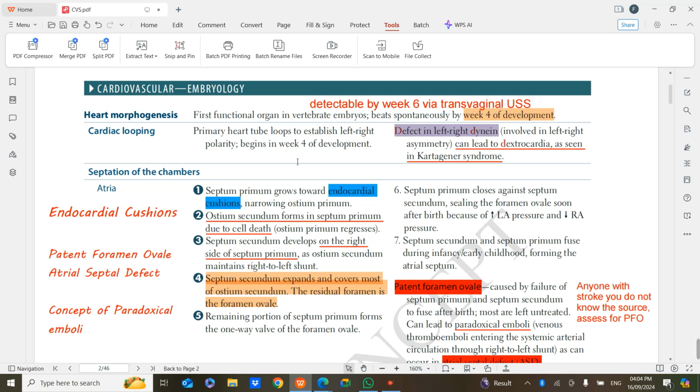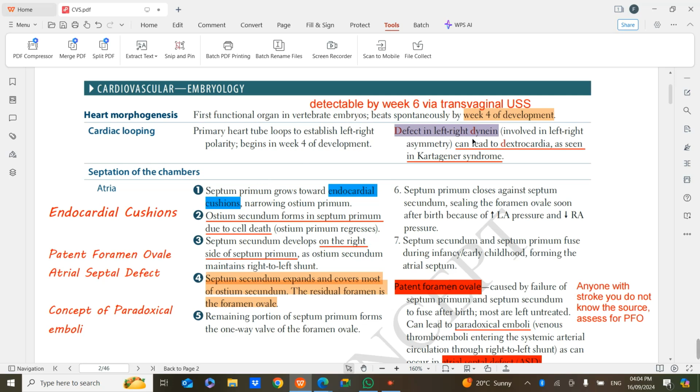Then you move on. The next important concept is about the cardiac looping. At what week do you think the cardiac looping is going to begin? The same week 4. So not many numbers, just 4 and 6 to be playing around with.